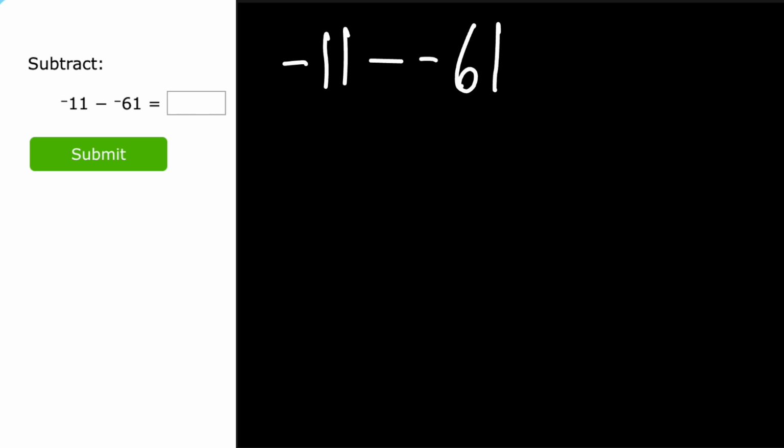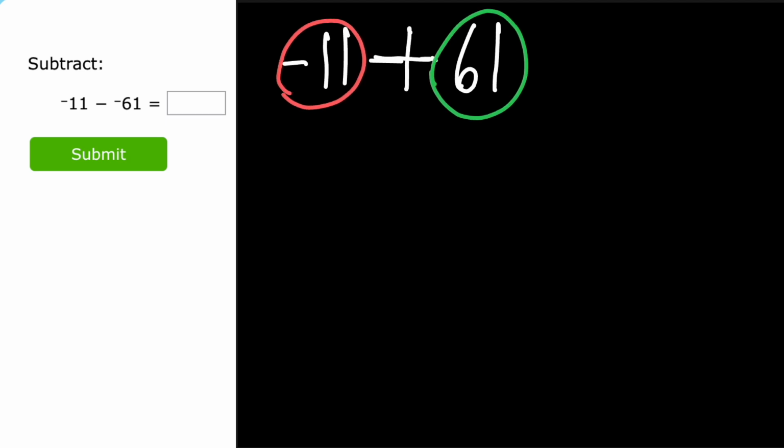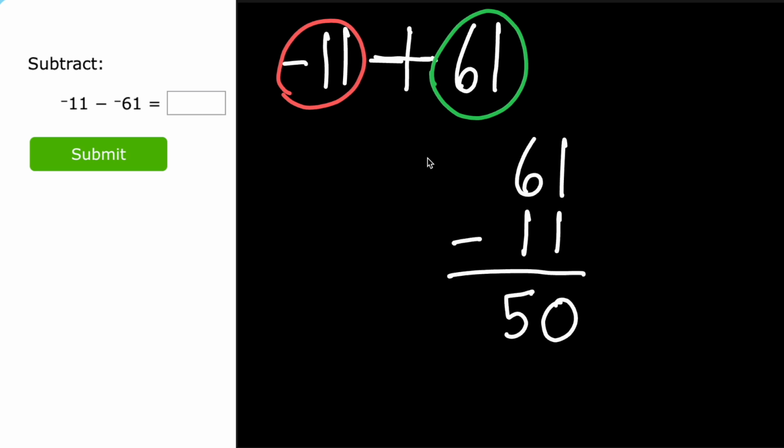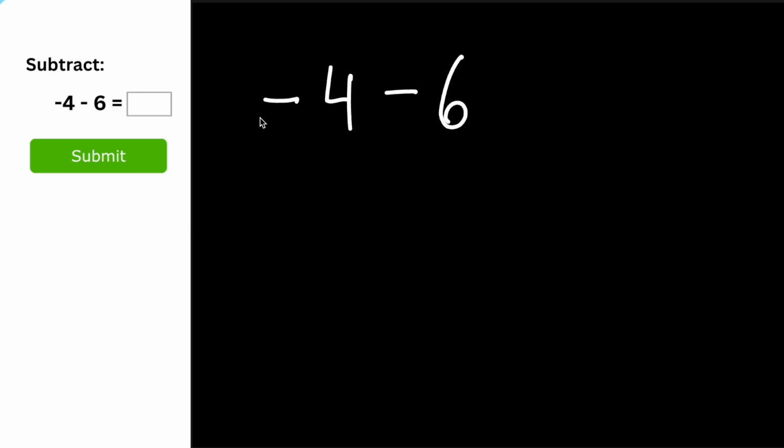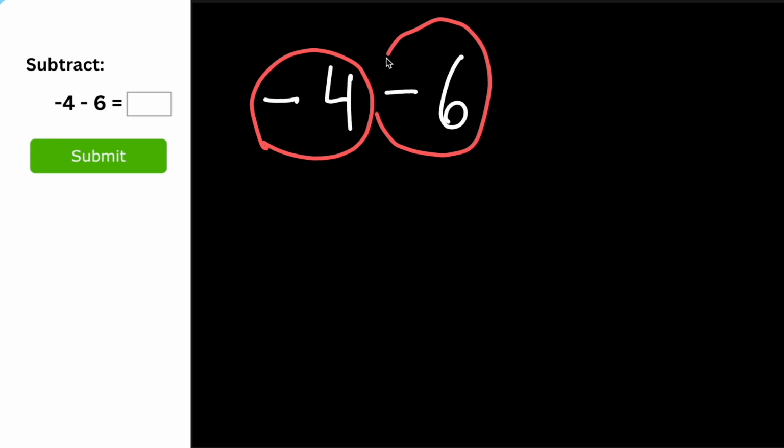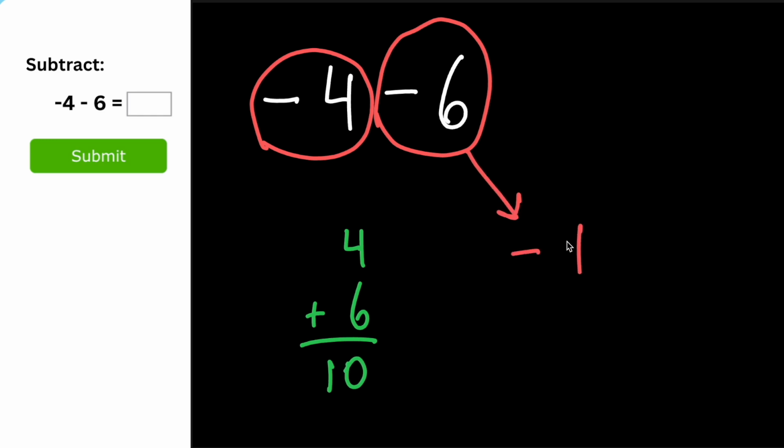In this next question, we have negative 11 minus negative 61. Again, whenever we see minus negative, we need to turn that into a plus sign. So now we have a negative number and a positive number, which means we need to find the difference. 61 minus 11 is 50, and since the larger number was positive, our answer is positive 50. In questions like these where you have two negative numbers, they essentially add to make a larger negative number. So just how 4 plus 6 is 10, negative 4 plus negative 6 is negative 10.